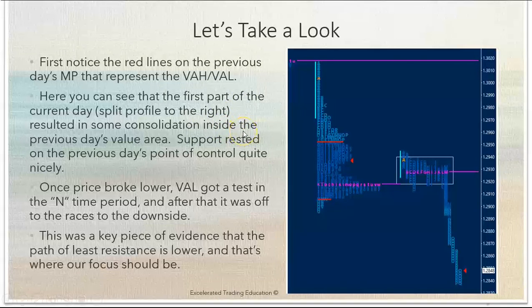Support rested on the previous day's point of control quite nicely, right? So that's exactly what you see. Yesterday's value, or the previous day's volume, or the market point of control is here, and so the market opened up and just consolidated and bounced in this area. It came down, tested that point of control, this node here, this area here, and it was rejected higher, right?